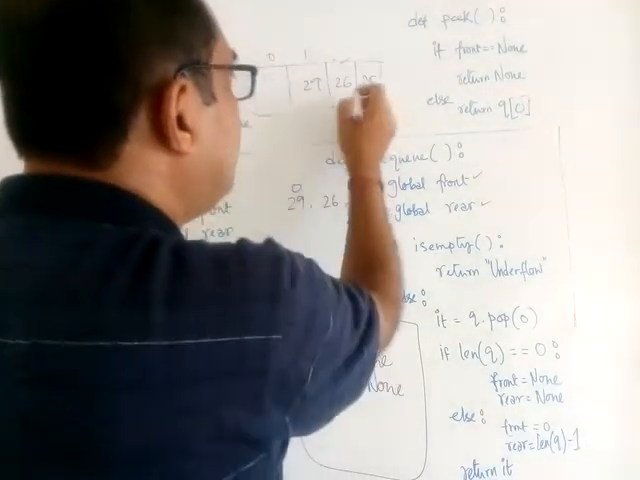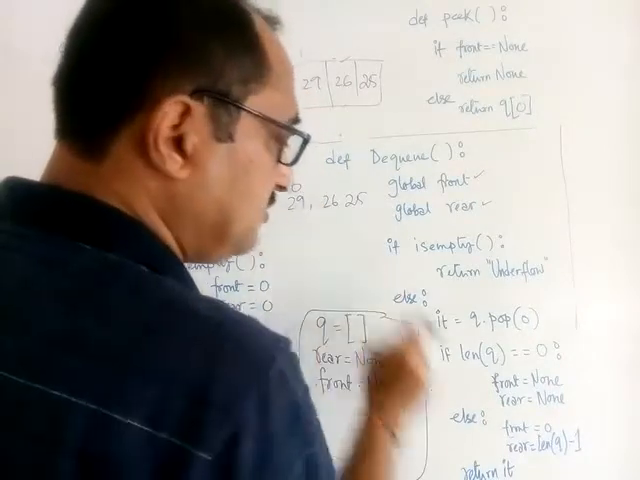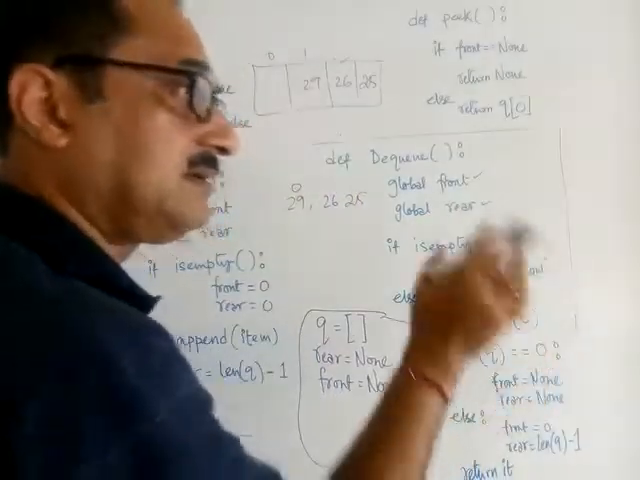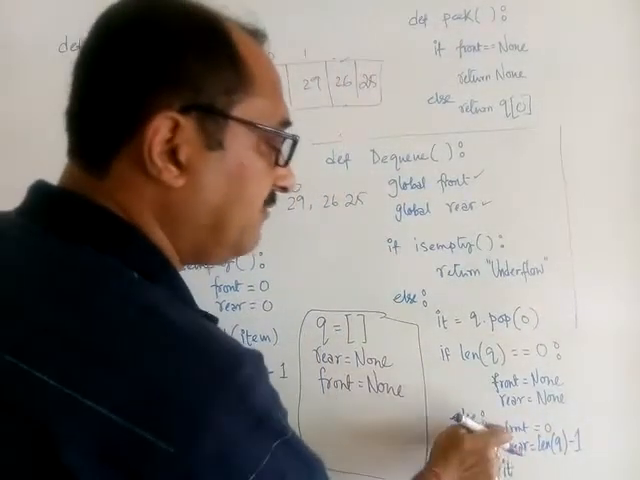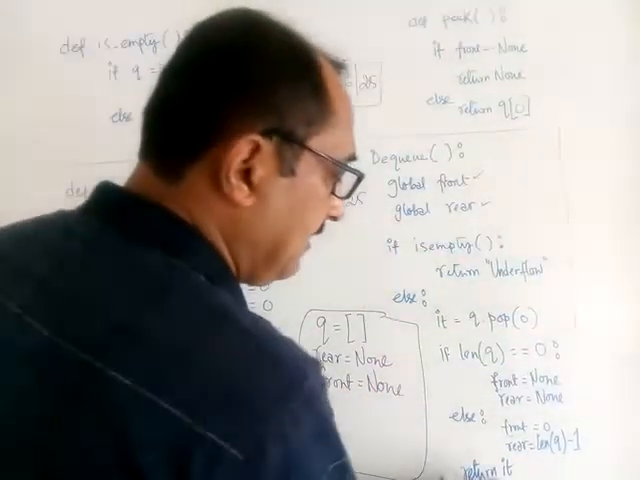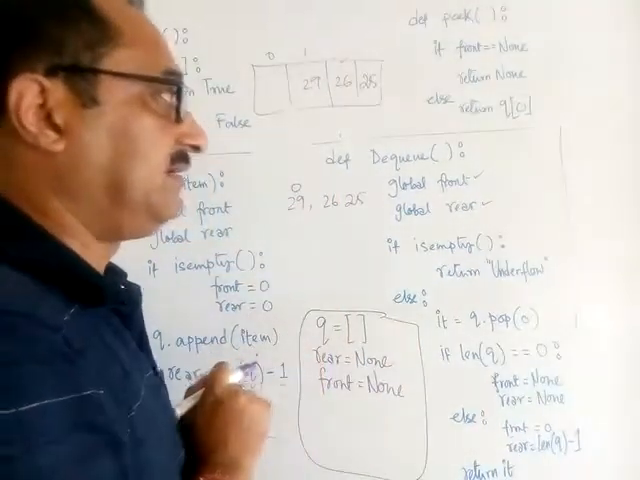And rear will be, now look at this, I had 4 items initially, I removed 1 item. So the length is also reduced by 1. So rear will be the length of Q, that is the length of the list, minus 1. So I adjusted the value of front and rear after the removal of the item. And then I return the value, whatever is being returned.